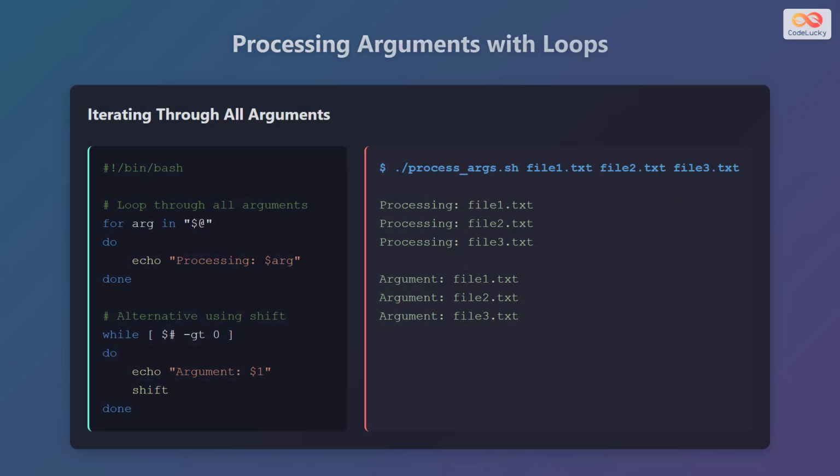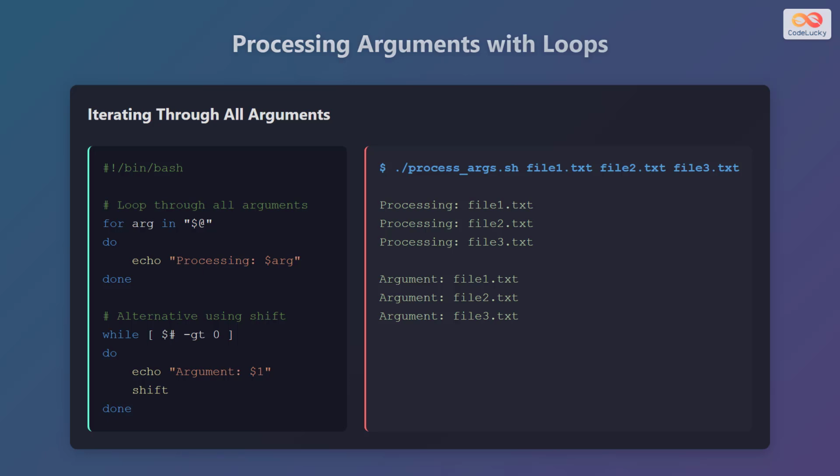Loops are often used to process command line arguments in shell scripts. You can iterate through all arguments using a for loop with the $@ variable, processing each argument individually. Alternatively, you can use a while loop with the shift command to achieve the same result. The shift command removes the first argument, shifting all other arguments down by one position.